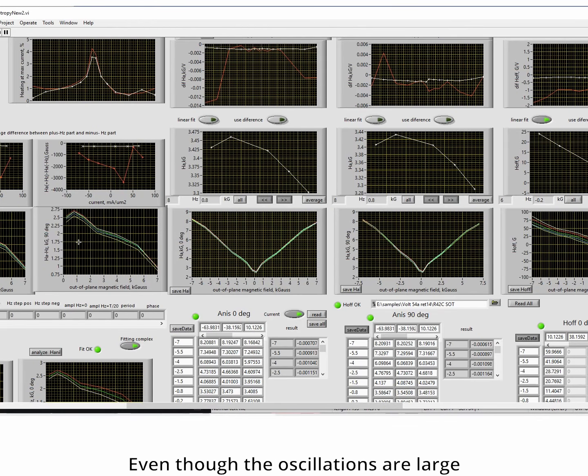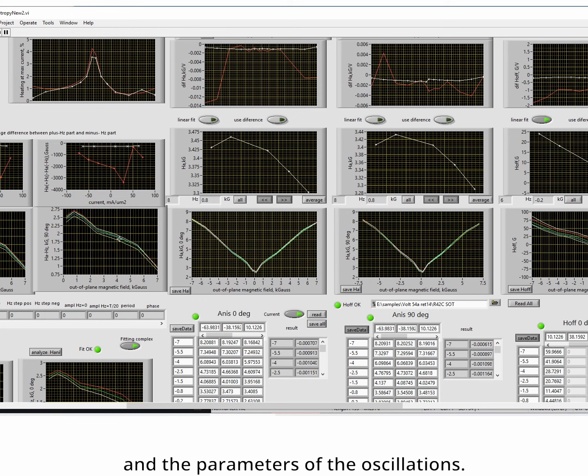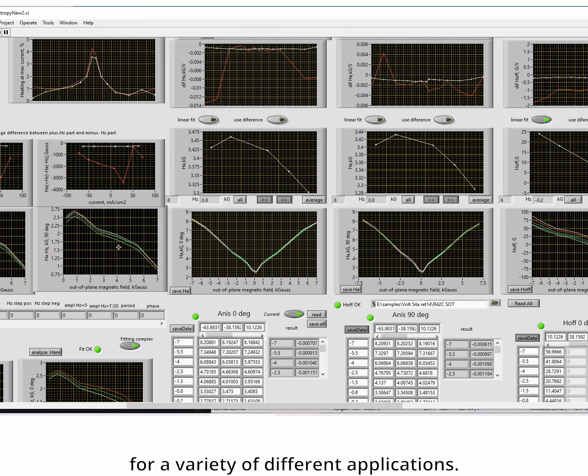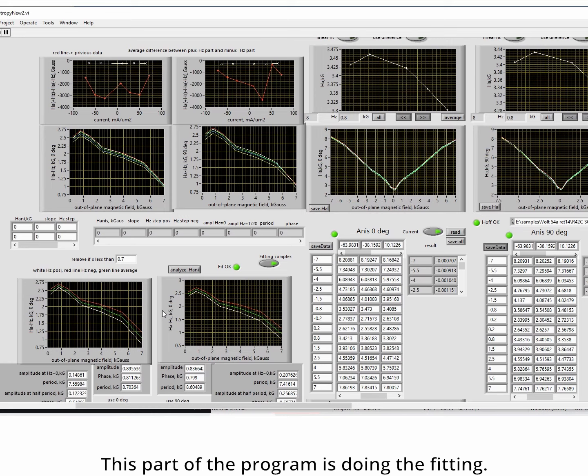Even so, the oscillations are large and it makes some difficulties for the fitting. Still, it is possible to fit it and to extract both the parameters of linear dependence and the parameters of the oscillations. Those parameters are very important characteristics of nanomagnet for a variety of different applications. This part of program is doing the fitting.